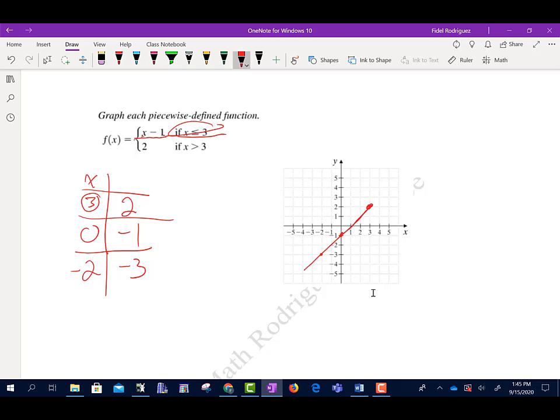And I am connecting these points here. And I'm going to make sure that I have a dot right there because it says it would be smaller than or equal to 3, and we plugged in 3.